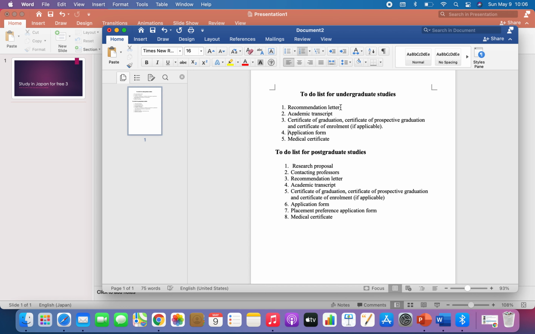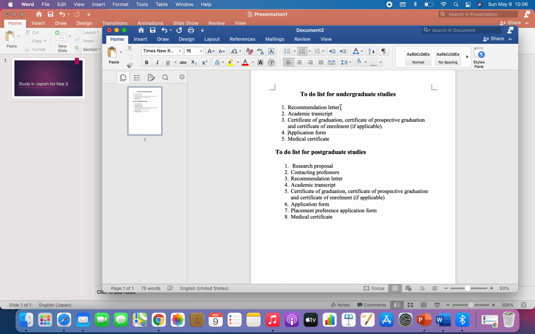I will show you what the recommendation letter looks like in a bit, what the sample provided by the MEXT looks like, but they don't expect you to follow that exact format. They just gave a sample, so I'll show you that in a bit.